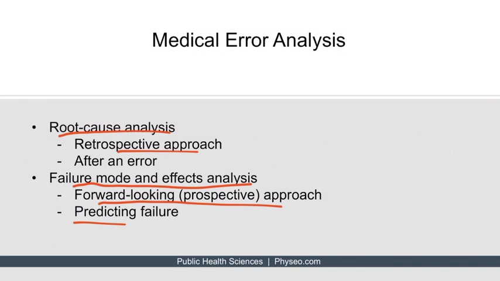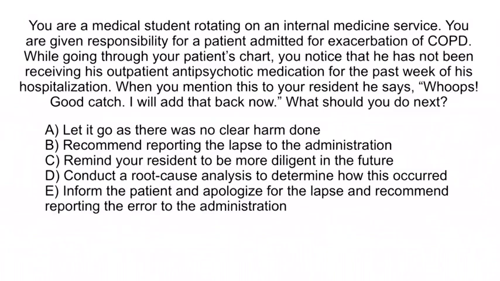All right, now that we've covered the information, let's wrap up with another question. You are a medical student rotating on an internal medicine service. You are given responsibility for a patient admitted for exacerbation of COPD. While going through your patient's chart, you notice that he has not been receiving his outpatient antipsychotic medication for the past week of his hospitalization. When you mention this to your resident, he says, "Whoops, good catch. I will add that back now." What should you do next?